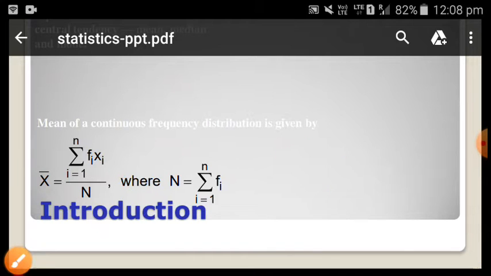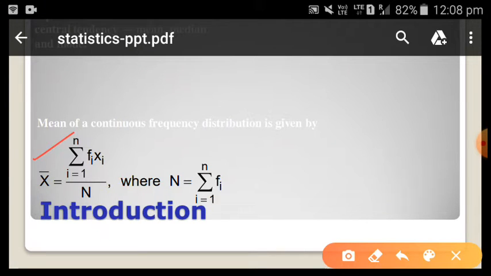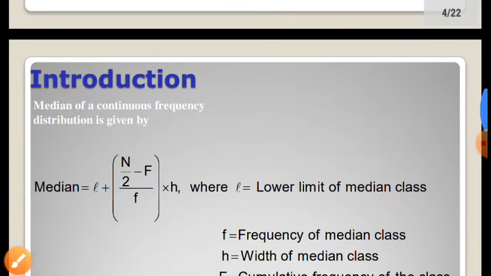If it is given, mean is the sum of the observations by the number of observations. A continuous frequency distribution is nothing but classes divided into groups, and the frequency will be given to you. When the frequency is given to you, xi values you need to take as the mid values of the classes, which already you have learned. So x bar, the mean, is nothing but sigma fi xi by n, where n is equal to the sum of the frequencies. So this is to find out the mean.